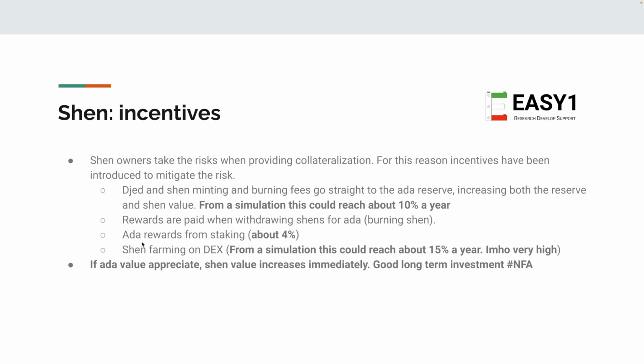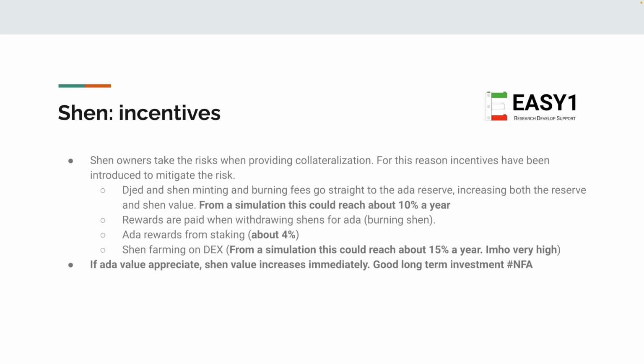Another source of revenue is obviously the ADA rewards from staking. This is again automatic because the smart contract is going to be delegated to pools. These pools will generate between 3.7 and 4%. So it's another nice neat 4% that is guaranteed. So for every ADA that is there, there are going to be rewards being generated.